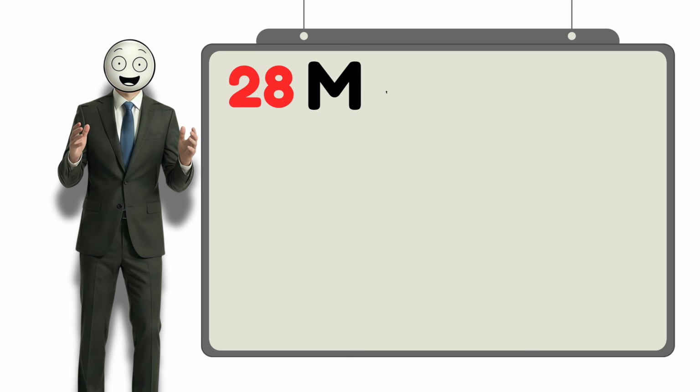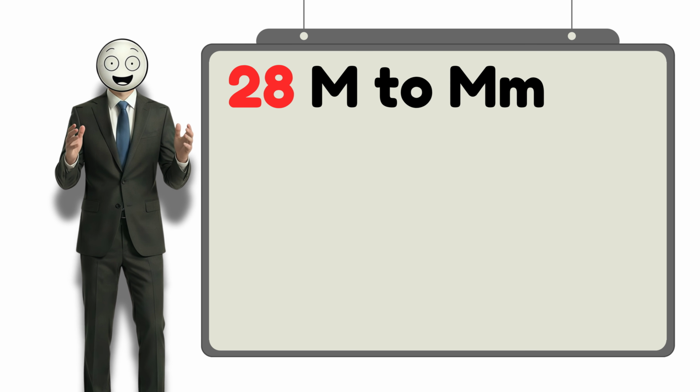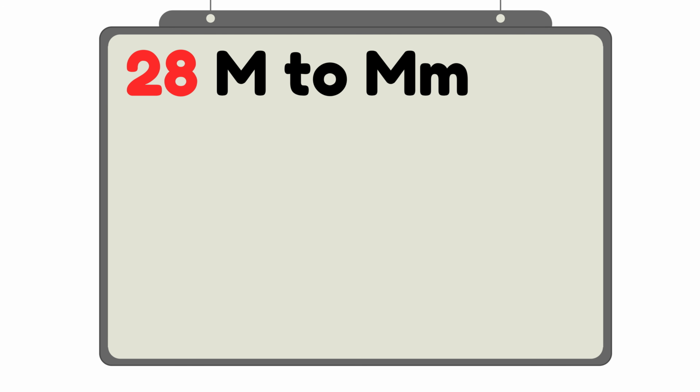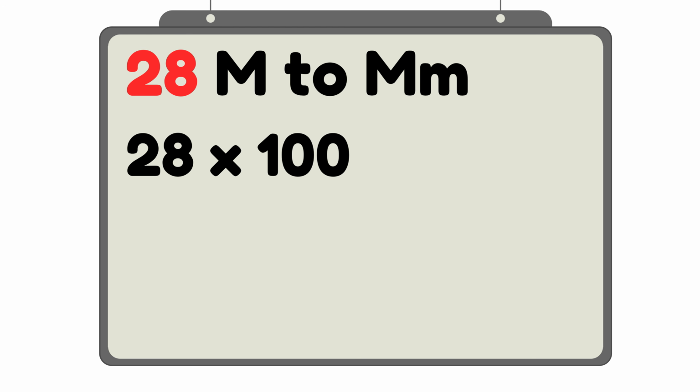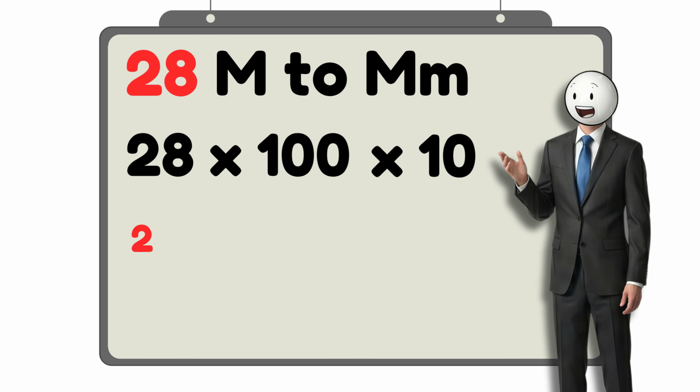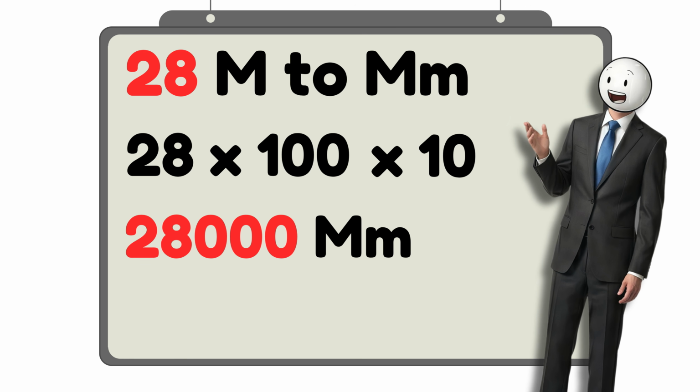If we have 28 meters and need millimeters, we move right again. Multiply 28 by 100 to get centimeters, then by 10 for millimeters. That gives us 28,000 millimeters.